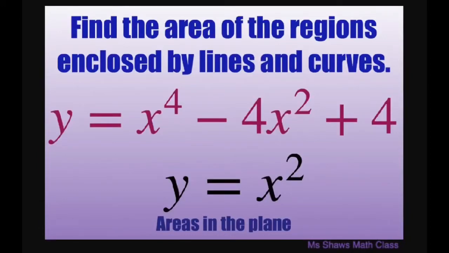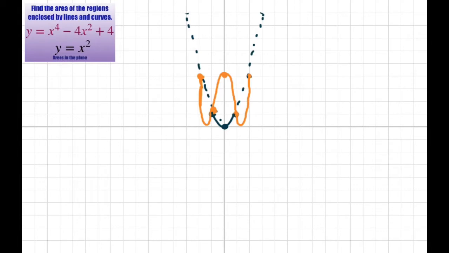We're going to find the area of the regions enclosed by our two curves given here. y equals x to the power 4 minus 4x squared plus 4, and y equals x squared. I did a quick sketch, but before we get to the sketch, the black one is the second one, and the orange one is the first one.